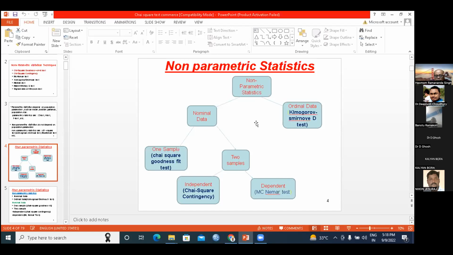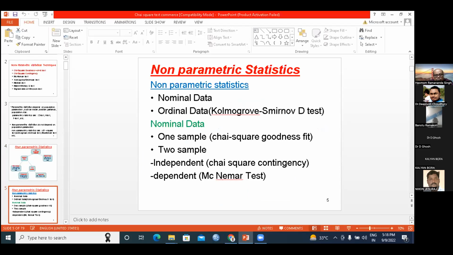So it depends upon your condition. In order to apply chi-square, your data should be nominal. If you want to apply Kolmogorov, the data should be ordinal. Then within nominal data, if it is one sample, go for the chi-square goodness of fit test. But if it is two samples, the two samples can be independent or dependent. If independent, go for chi-square contingency. If the two samples are dependent, go for McNemar. So these are non-parametric statistics.